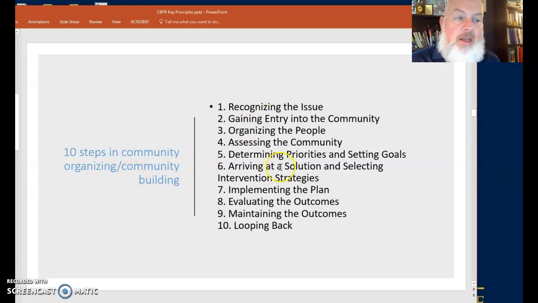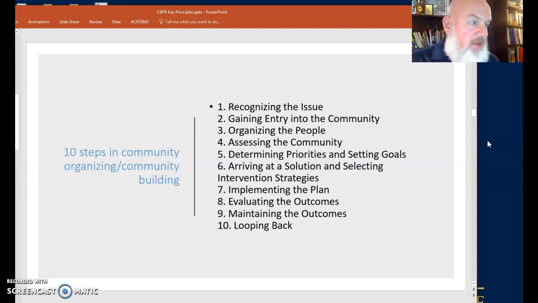So, in community organizing and building, we do have these 10 steps. What we will be looking at for this particular semester are only the first 5, steps 1 through 5. You can find this on page 243.